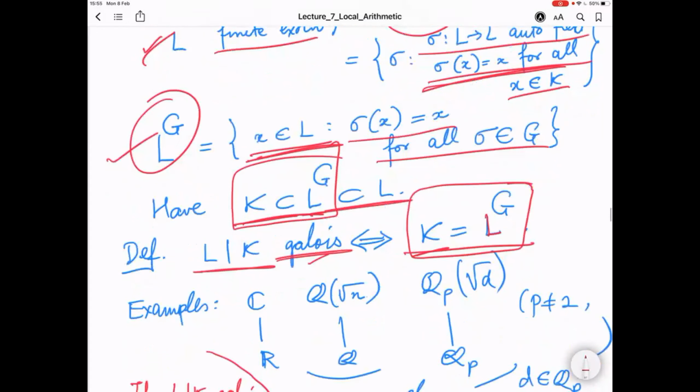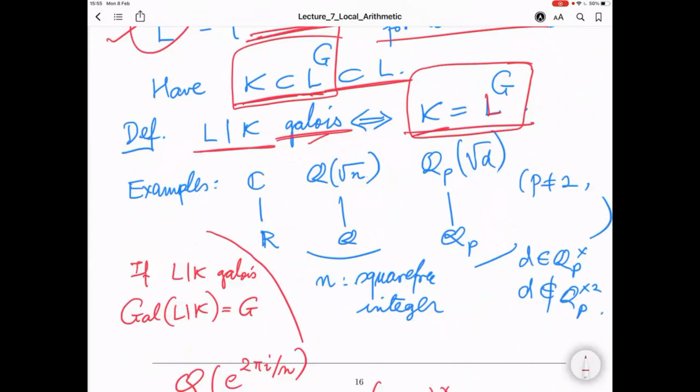Okay, so here are some very simple examples. If your K is the field of real numbers, then the field of complex numbers is a Galois extension. And if your field K is the field of rational numbers, then Q adjoin root N is a Galois extension for every square free integer N.